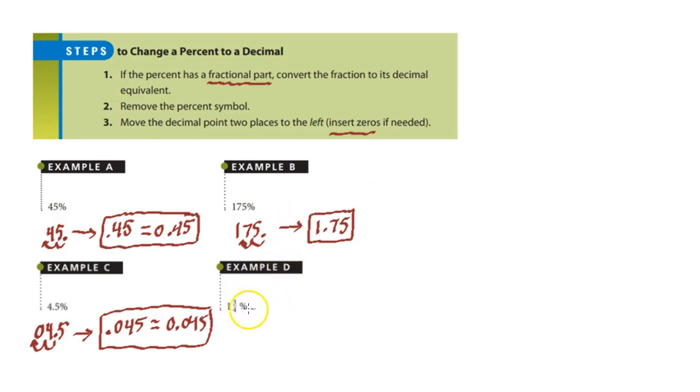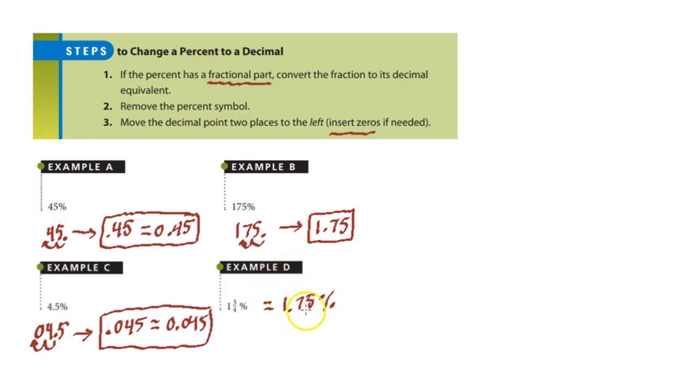So 1 3/4%. What we want to do is focus on the fraction and convert the fraction into a decimal equivalent. So 1 3/4, as you may know, is equal to 1.75. 3/4 is 0.75. And then we still have the percentage. We haven't gotten rid of that yet. So we just did step 1, convert the fraction into a decimal.